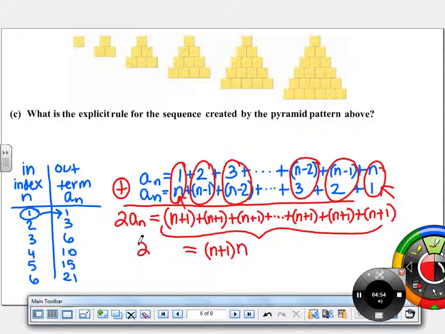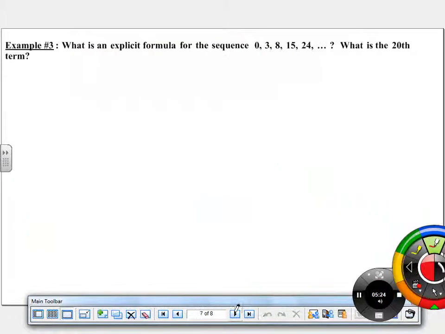Okay? So you can do the simple operation of n times n plus 1 in order to find out double the number of blocks used in the nth term pyramid. And so we said the last step here would be to divide by 2 to see that you can plug 100 into this formula to figure out how many blocks it would take to build that 100th figure in this pattern. But this isn't the only way to look at this.